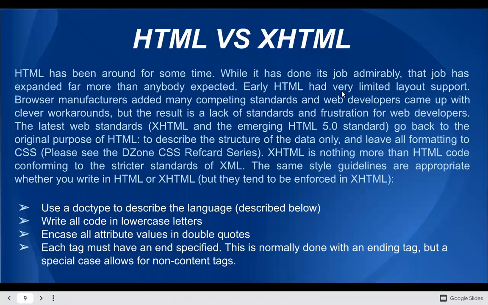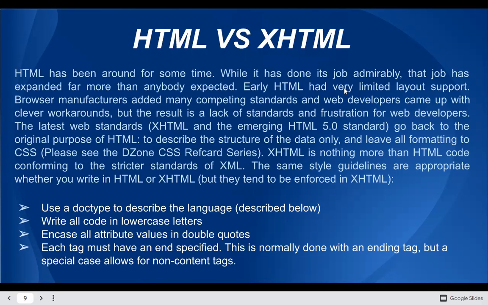Now, what is the difference between HTML and XHTML? So HTML has been around for some time because it was introduced in the 1990s. While it has done its job admirably well, our expectations towards the web domain have increased. HTML has very limited layout support, given the demands arising from the market for the web. Browser manufacturers added many competing standards, and web developers came up with clever workarounds, but the result is a lack of standards and frustration for web developers.